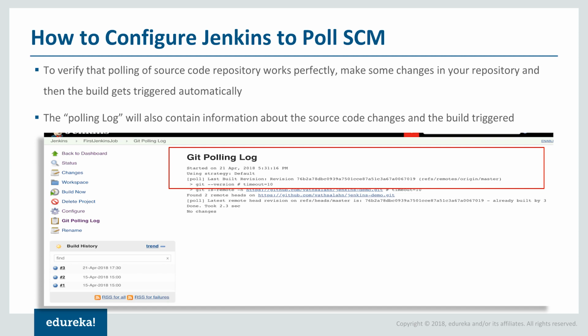The polling log will also contain information about the source code changes and the builds triggered. Both will have that information. Not only that, it will have this git polling log as well. So this will actually show what exactly has been done, and if there were any changes done on the git repository, and then based on that, it will go ahead and do the changes.